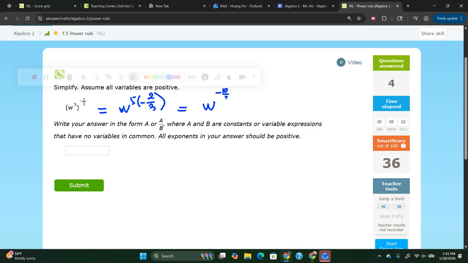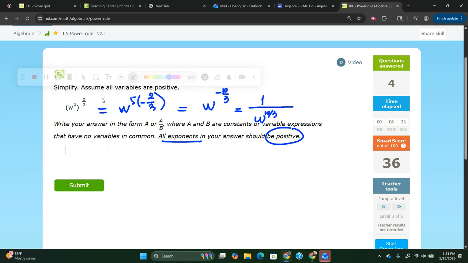10 over 3. Okay, but you cannot leave your exponent at negative. It has to be positive. Okay, so we apply the formula, we move it down. So 1 over w power 10 over 3. Okay, so here we go.